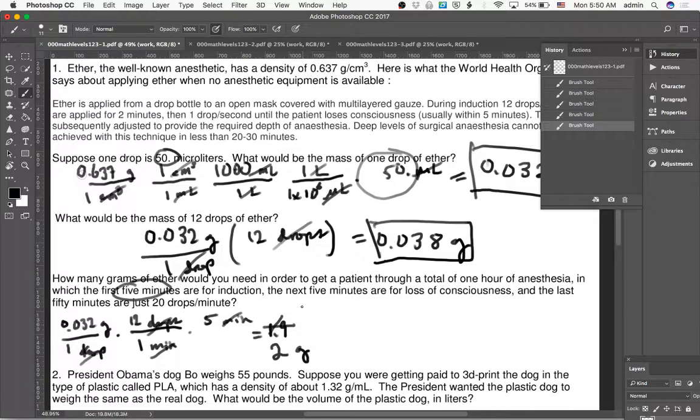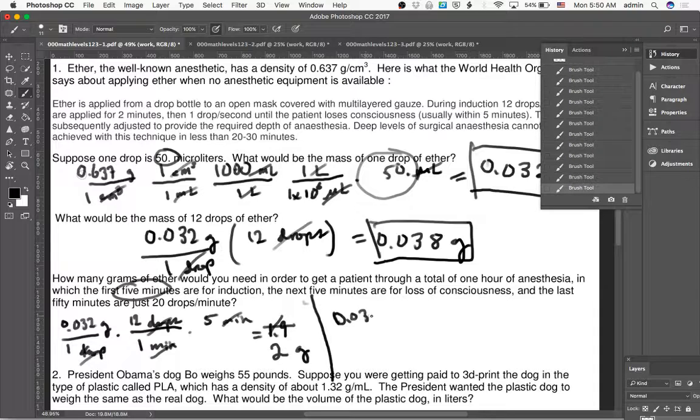That's for induction. Now let's do this for the next 5 minutes, which are for loss of consciousness. So just draw a line here. So for loss of consciousness, it is 1 drop per second, right? So 1 drop is 0.032 grams. That's a drop. Now it's 1 drop per second. So 1 drop in 1 second. And this is for 5 minutes.